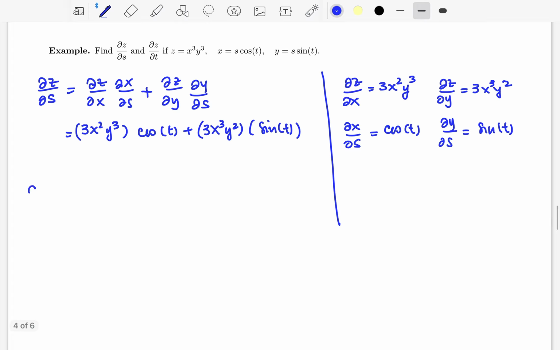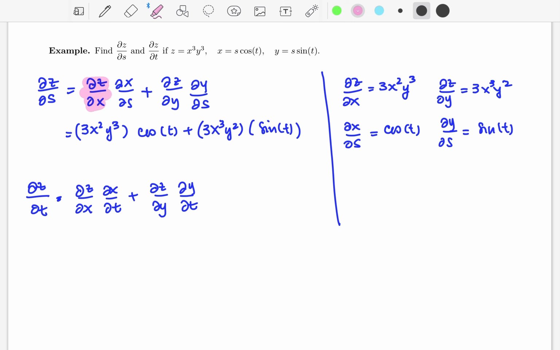Perfect. Now to find the partial of z with respect to t, I'm going to do exactly the same thing, but now with respect to t. So I get dz/dx dx/dt plus dz/dy dy/dt. The beauty of this is that this dz/dx is the same as this dz/dx, which is the same as this partial of z with respect to x. And same thing happens for dz/dy. So to get to this derivative, I only have to find dx/dt and dy/dt, the partials, right?